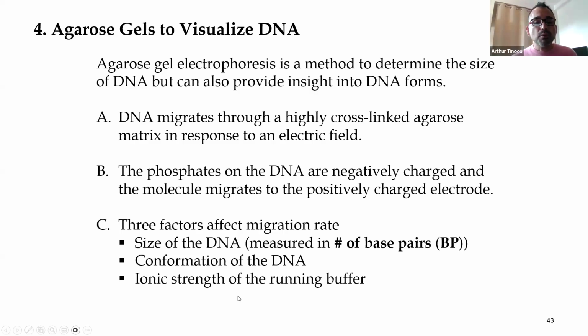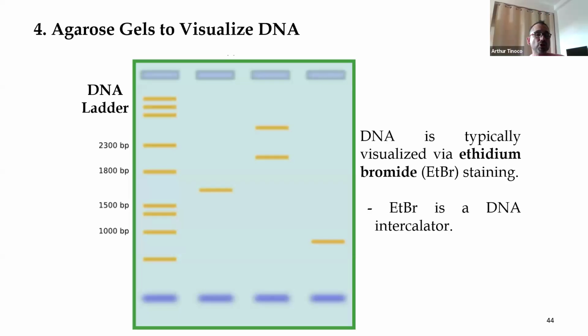So what does that really mean? Well, it refers to the amount of salt in your buffer, and that amount of salt can affect the movement of the phosphates, which are highly charged. So here's just a cartoon representation to give us a depiction of how we visualize the DNA.